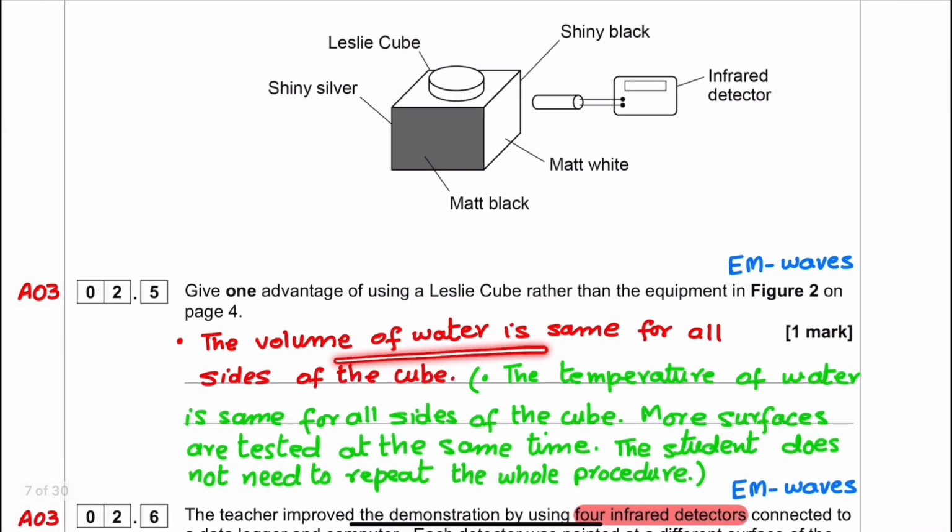The volume of water is the same for all sides of the cube because the water is added into the Leslie cube, and the temperature of the water is the same for all sides of the cube. More surfaces are tested at the same time because it has the water which is at the same temperature for all sides. The student does not need to repeat the whole procedure for all sides.